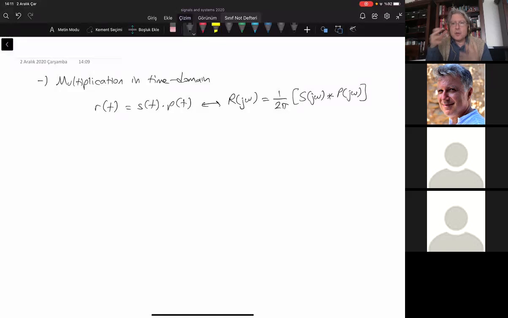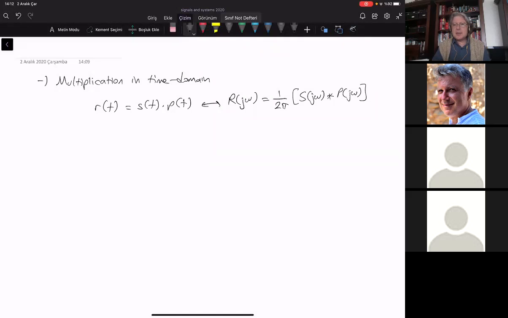So I'm convolving two signals along the omega axis, okay? In the same way that I do convolution over time signals, now I'm convolving frequency signals, and that's a possibility. And this is what is happening in the Fourier domain.